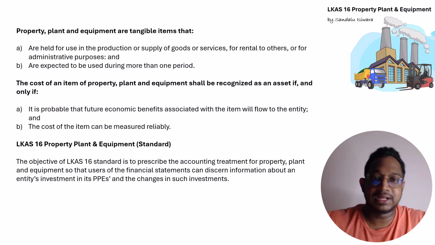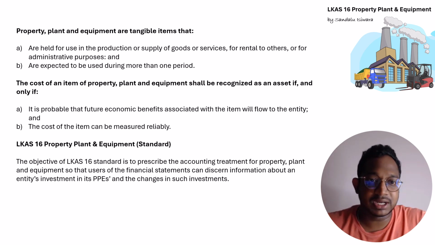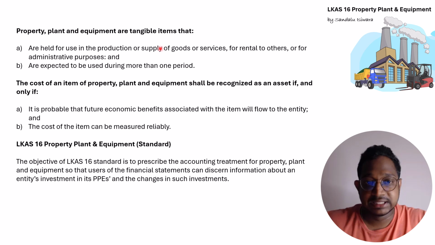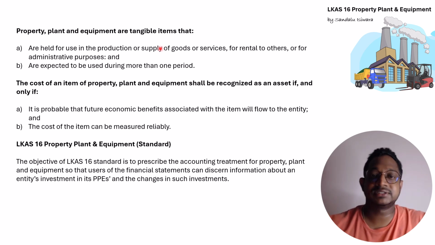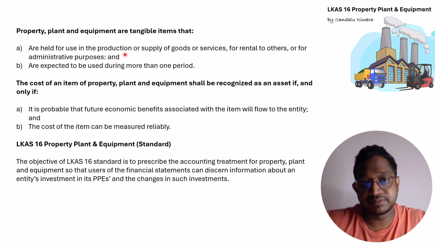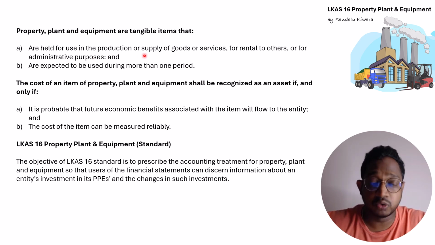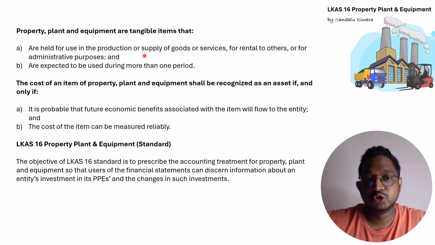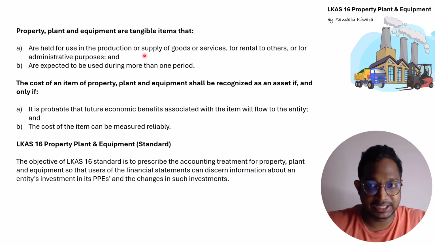And yes, property, plant, and equipment. So first of all, what are these property, plant, and equipment? These are the tangibles. Tangibles mean the things that you can touch, right? They are held for use in the production or supply of goods or services, for rental to others, or for administrative purposes, and are expected to be used during more than one period, right?